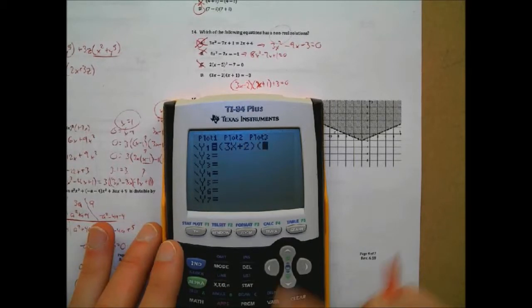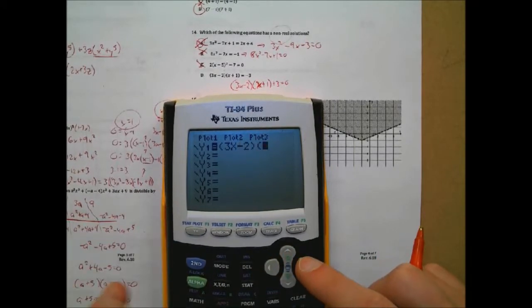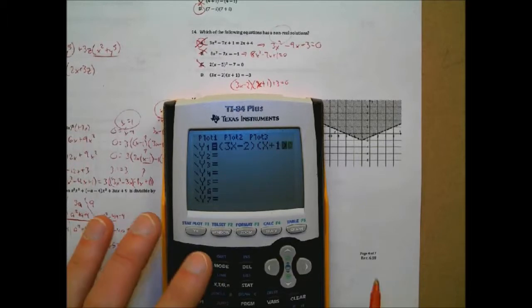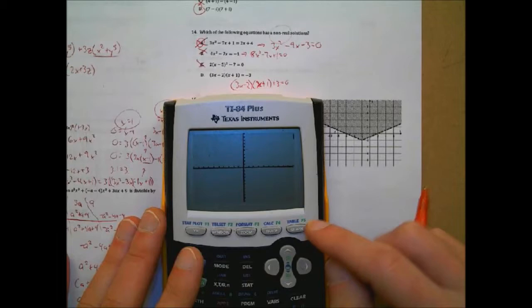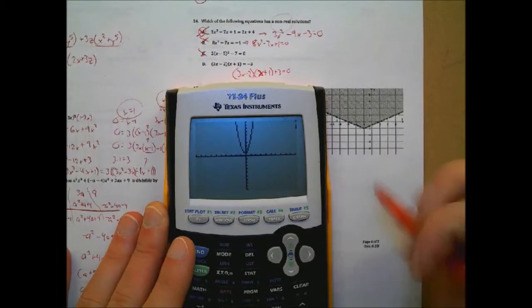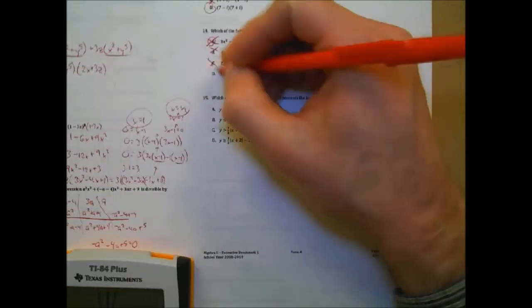Oops, minus 2. Okay, put the plus 3 there. Graph it. Okay, you can see this graph never intersects the x-axis. It's got to be D. Okay.